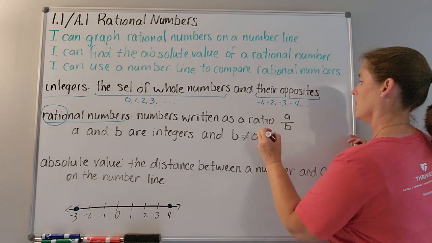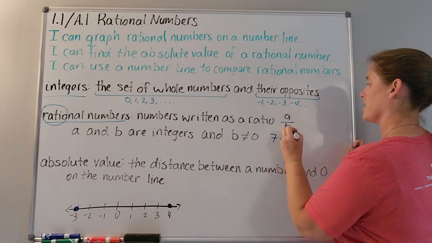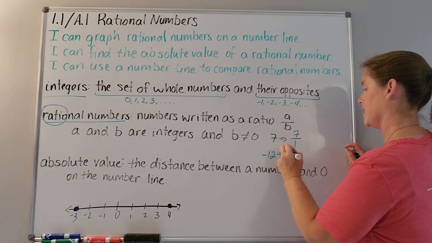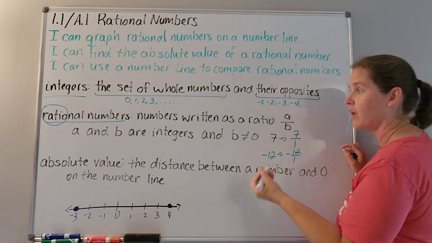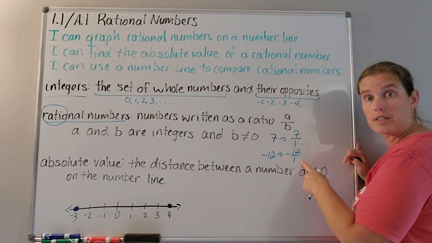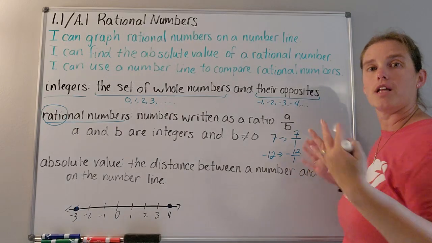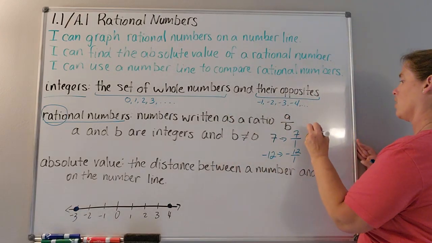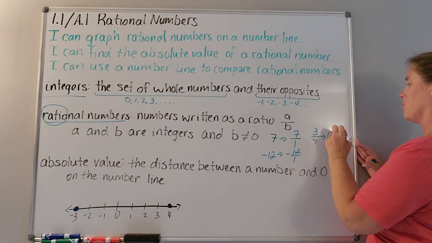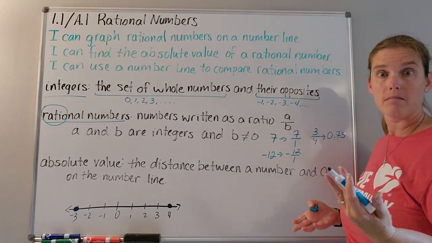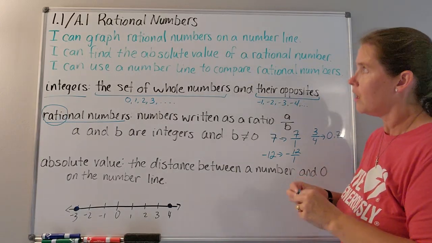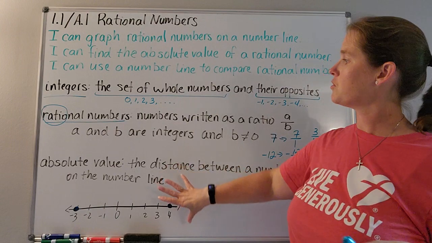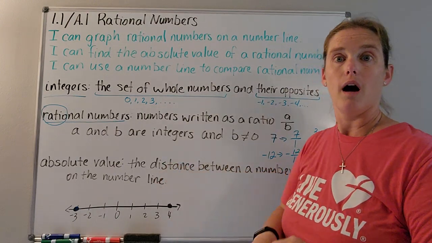We can take 7 and it's the same as 7 over 1, right? Or -12, it's the same as -12 over 1. That's written as a ratio of integers, isn't it? All right, and decimals fit in because that's just another way of writing a ratio. 3 over 4 is the same as 0.75. Same thing, just a different form. Okay, we'll look at how we can graph those then on a number line a little bit here as we start talking about absolute value, but you'll see it more in a little bit.